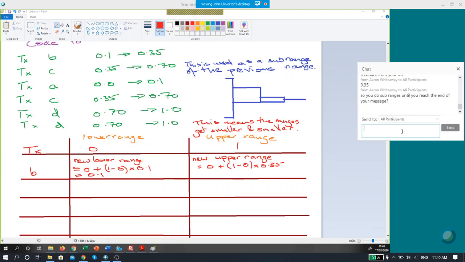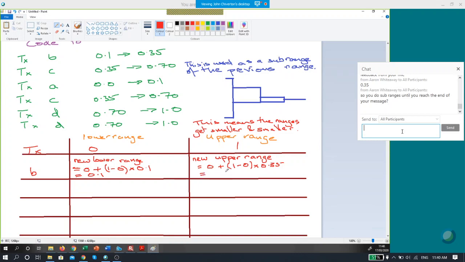So this gets repeated until you keep getting these sub-ranges until you've got to the end of the message. And then you get left with a very small range of values. Now that is an inherent problem with this, although one that's relatively easily overcome, which we'll see in a little while. So anyway, let's carry on. Let me get to the end of this, and then hopefully it will make sense.